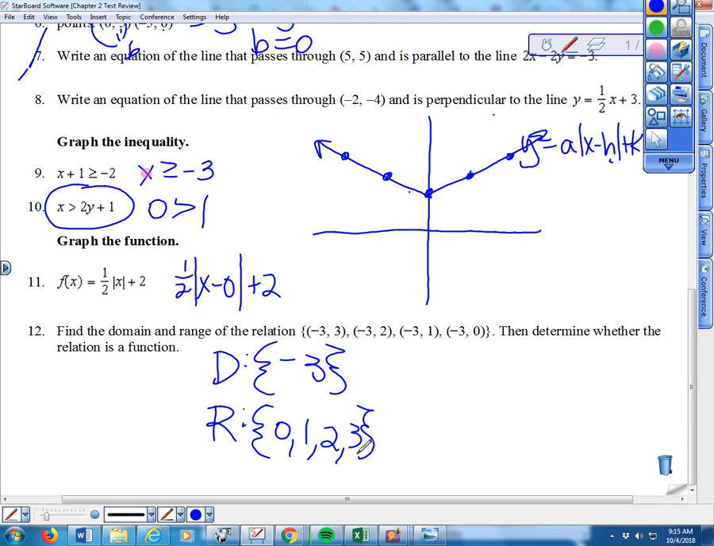Determine whether the relation is a function. Well, it looks like x is repeated over and over again. If I were to actually graph this, it would be a vertical line, and a vertical line definitely wouldn't pass the vertical line test because the vertical line would be going through every point. So not a function.